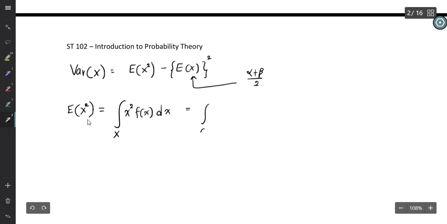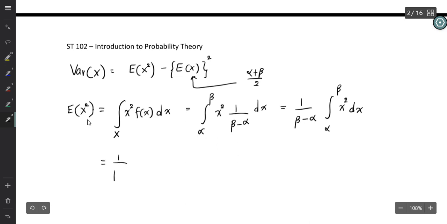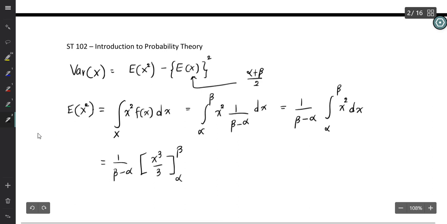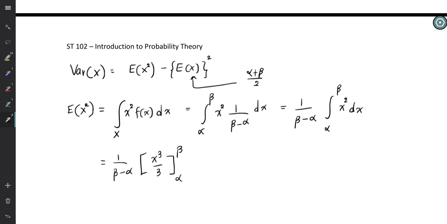So in our case, that is the integral from alpha to beta of x squared times 1 over beta minus alpha dx. So again, let's take beta minus alpha out of the integration. We end up with x squared dx. Now let's evaluate this integration. We have x to the 3 over 3, evaluated from alpha to beta.